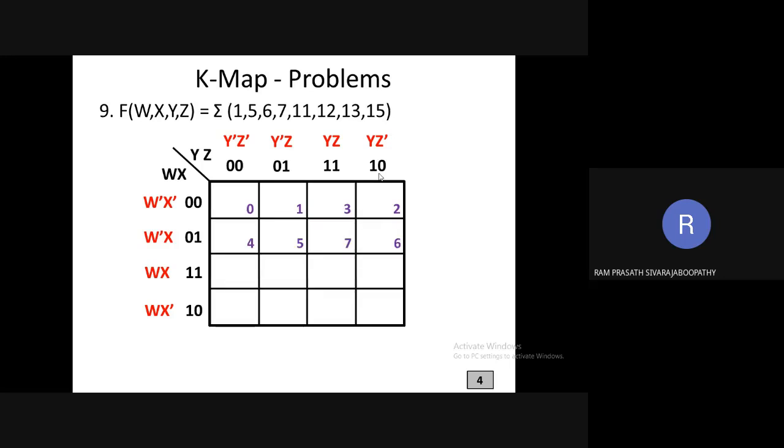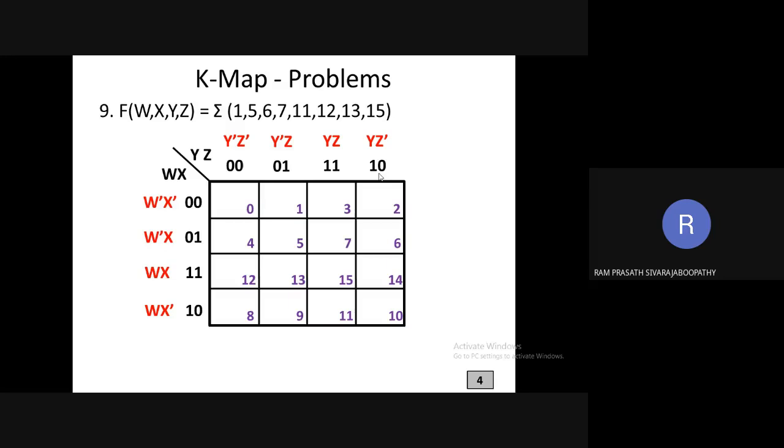What about the third row? Yes, 12, 13, 15, 14. Very good. The fourth row we are having 8, 9, 10, 11.